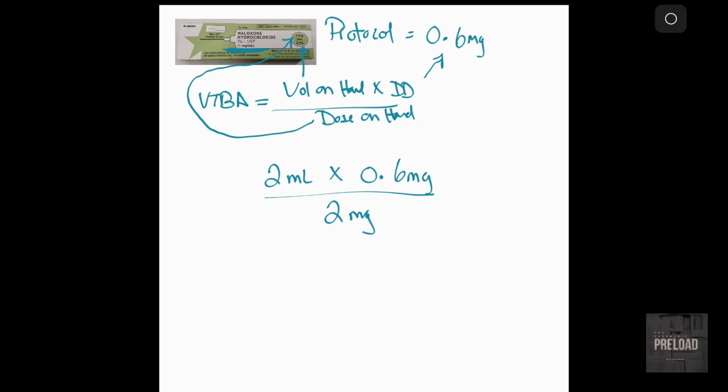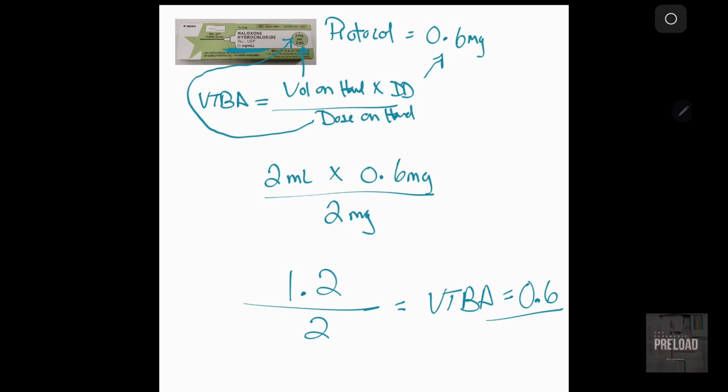And then our dose on hand is going to be 2 milligrams that we have total. So nothing changes, same box. I just changed my dose. So if you do that 2 times 0.6, that equals 1.2. And if we have 1.2 and we divide that by 2, that is going to equal volume to be administered will equal 0.6. So if we give 0.6 on that, then we have given our protocol dose.